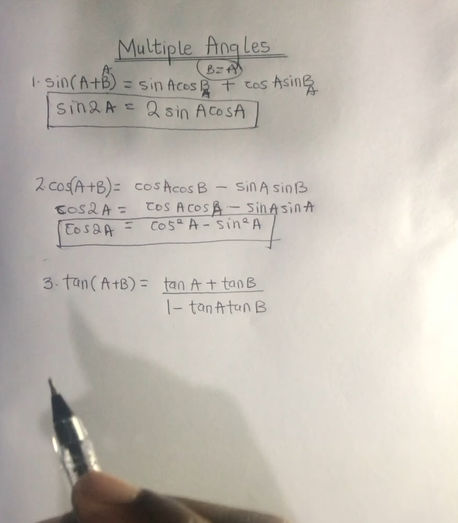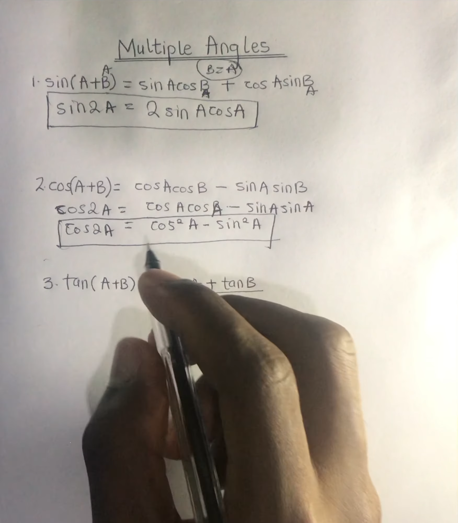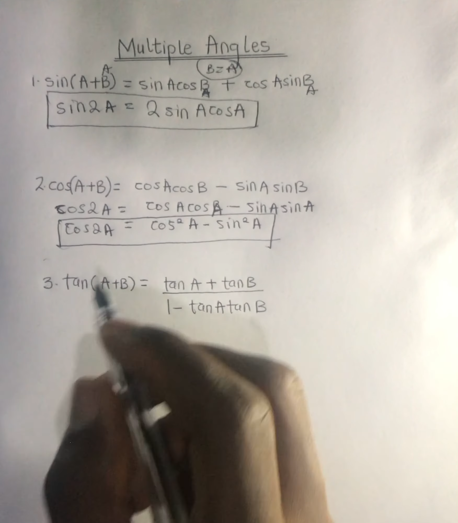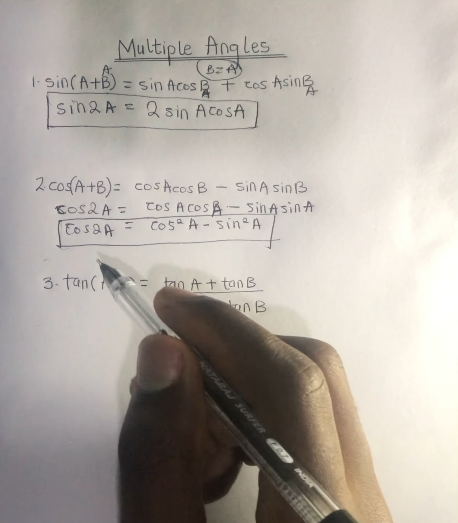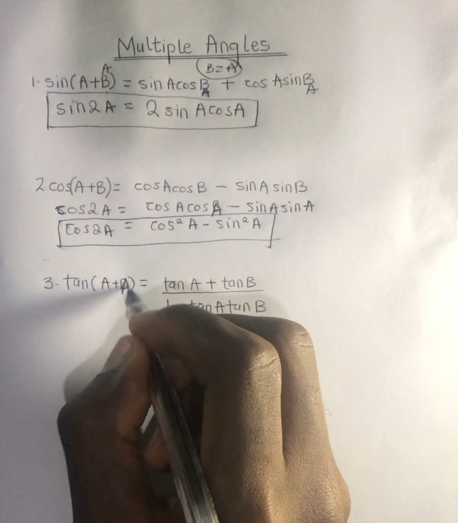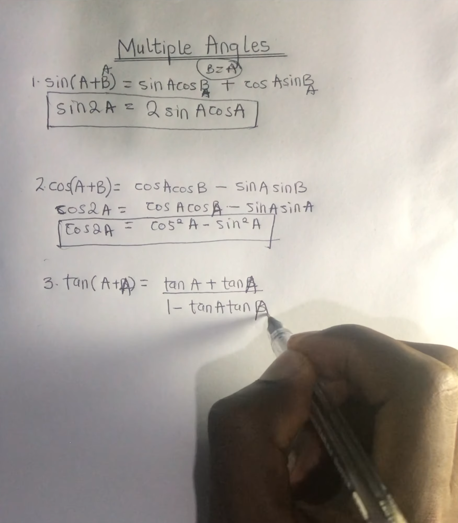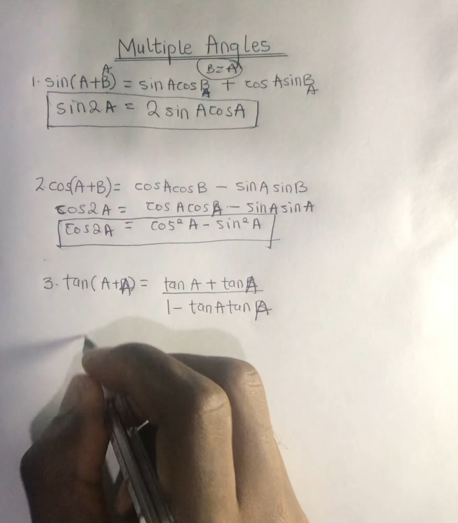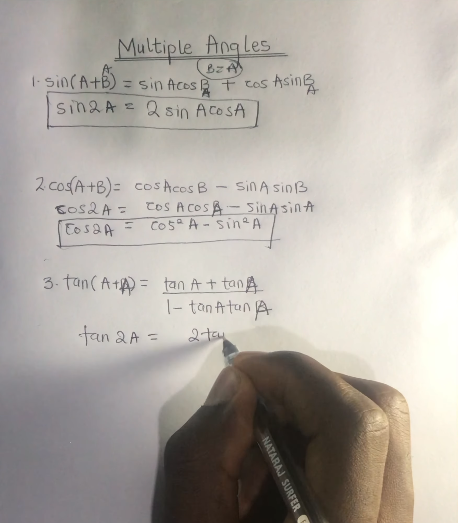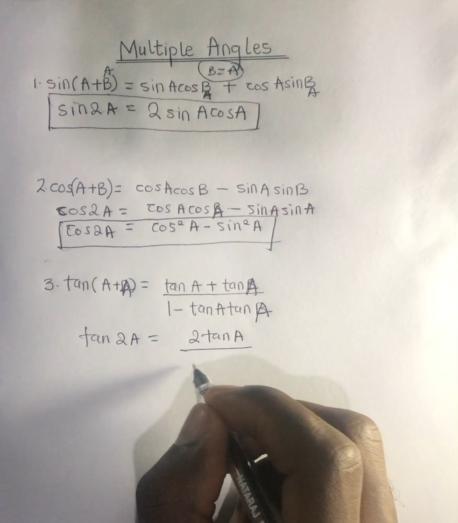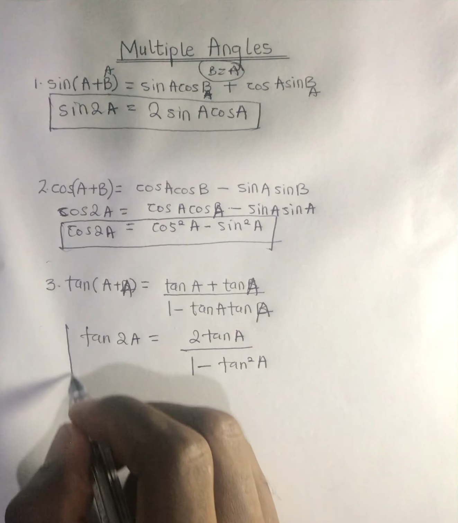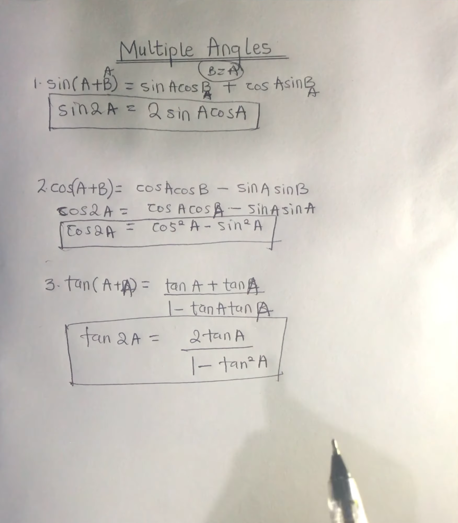And for tan, it's much more easier, right? We are substituting B with A. So now everywhere we see B, we are going to insert A. So now inserting our A, we obtain tan 2A is equal to 2 tan A on the denominator 1 minus tan square A. And this is our third multiple angle formula.